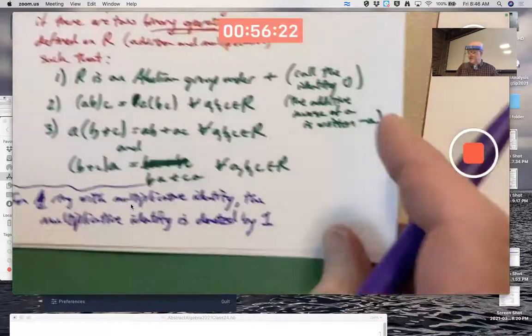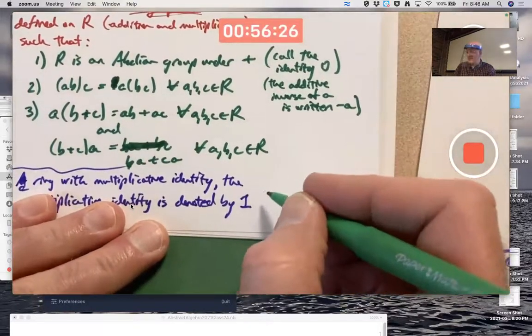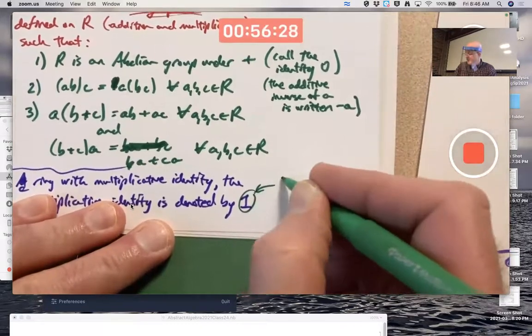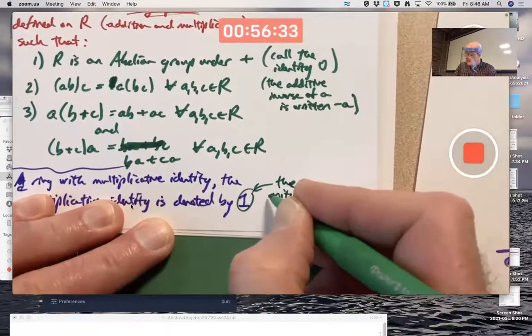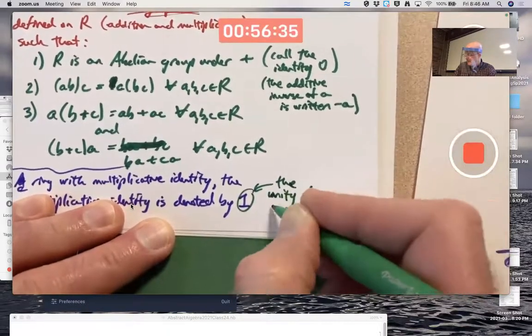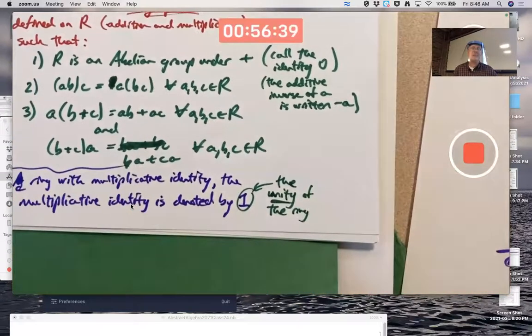And we call this, yeah, it is the multiplicative identity, but we also give another name to it. We call it the unity of the ring. That's the more common name to use, actually. Instead of saying multiplicative identity, it's quicker to say unity. Unity means multiplicative identity.